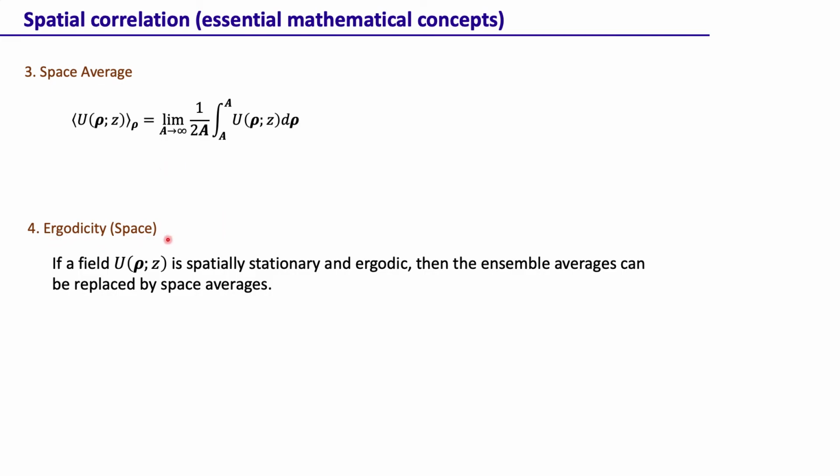And then we can have a similar concept like ergodicity in space, and if a field u(rho, z) is spatially stationary and ergodic, then the ensemble average can be replaced by space averages. So in this course we may not have many occasions to utilize this concept of spatial ergodicity, but this concept is very analogous to what we have in the case of time. So now we will stop here. Thank you.